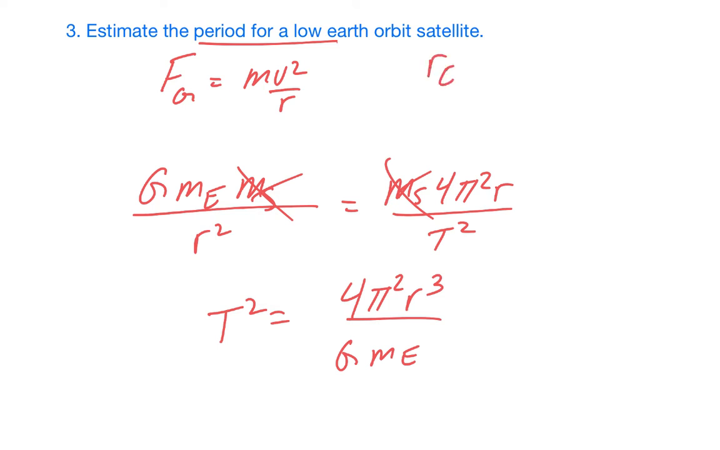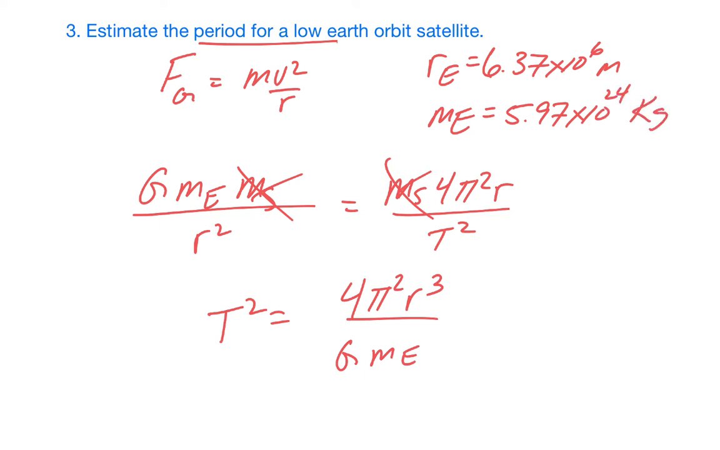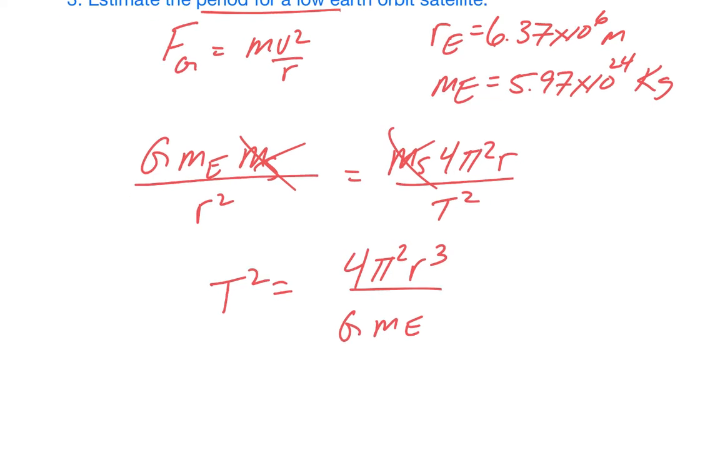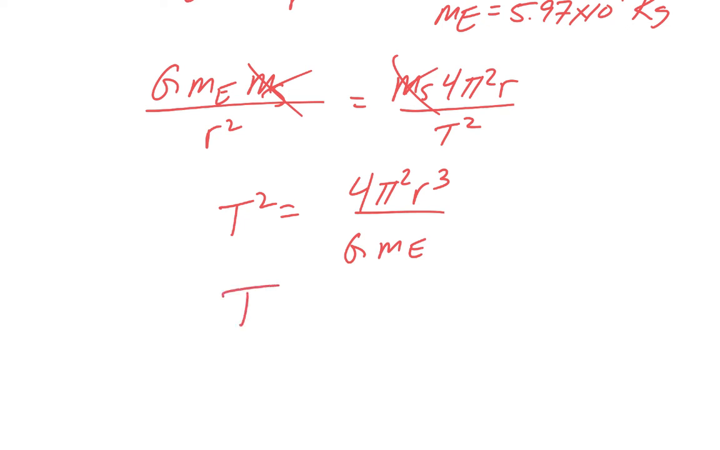Okay, the radius of the Earth is 6.37 times 10 to the 6th meters, and the mass of the Earth is 5.97 times 10 to the 24th. Ooh, that's a big number. Kilograms. Okay, so you should be able to plug in and get your answer. Go ahead and pause it now. Try and get that answer now for period, and put your answer in minutes. All right, hopefully you got period is equal to 84 minutes.